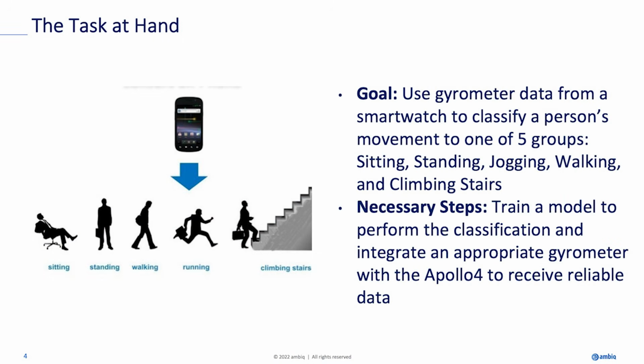Now for the task that we did, our goal was to use gyrometer data from a smartwatch to classify a person's movement into one of 5 groups that we list out here: sitting, standing, jogging, walking, and climbing stairs. And in order to do this, we obviously have to train a model to perform the classification and integrate an appropriate sensor so that we can get that data and run the model on it.